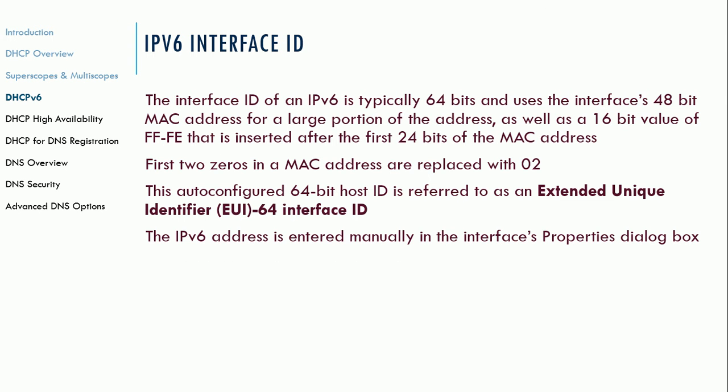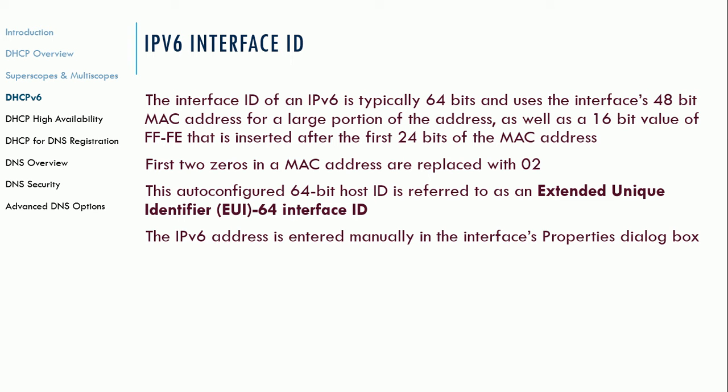So the interface ID of an IPv6 address is typically 64 bits, and it's going to use the interface's 48-bit MAC address for most of that address, as well as a 16-bit value of FFFE that's inserted after the first 24 bits. So basically the first 24 bits of the MAC address, and then the remaining is FFFE to fill out the remaining 64 bits. If you do that, it's pretty reasonable to assume that you're going to get a fairly unique IP address just from that alone.